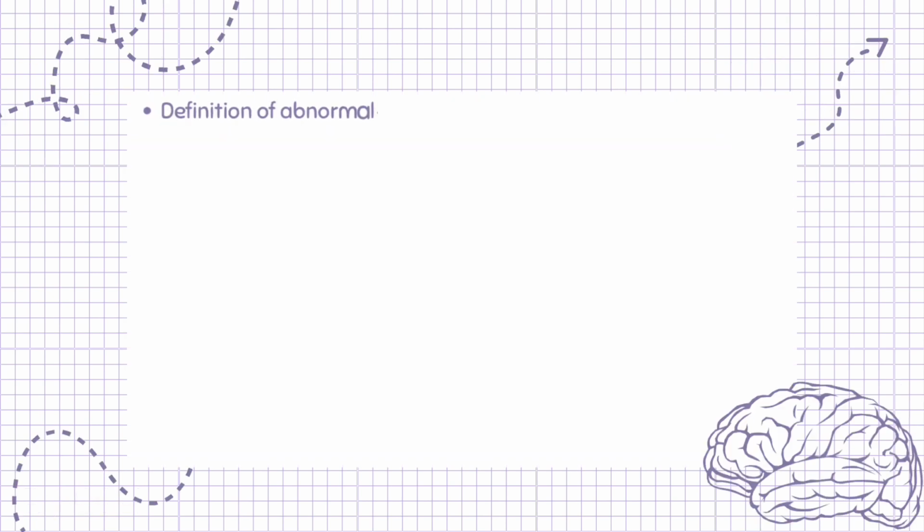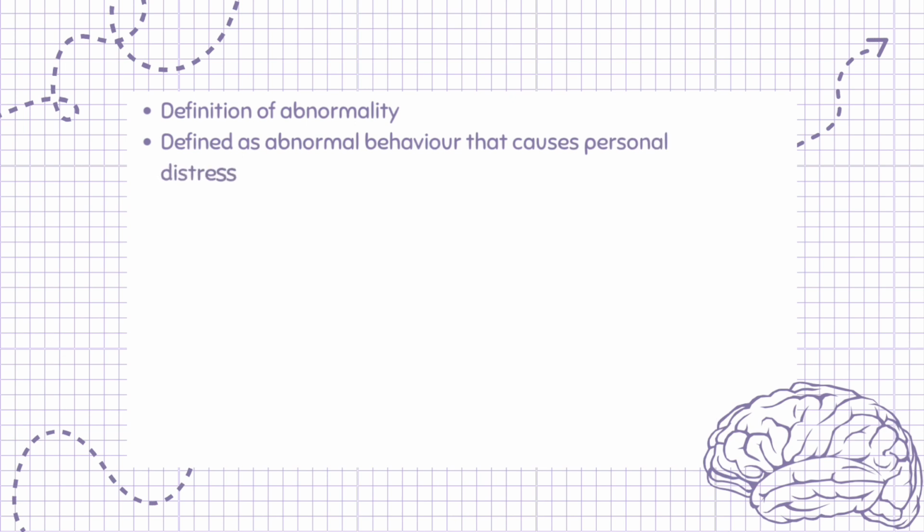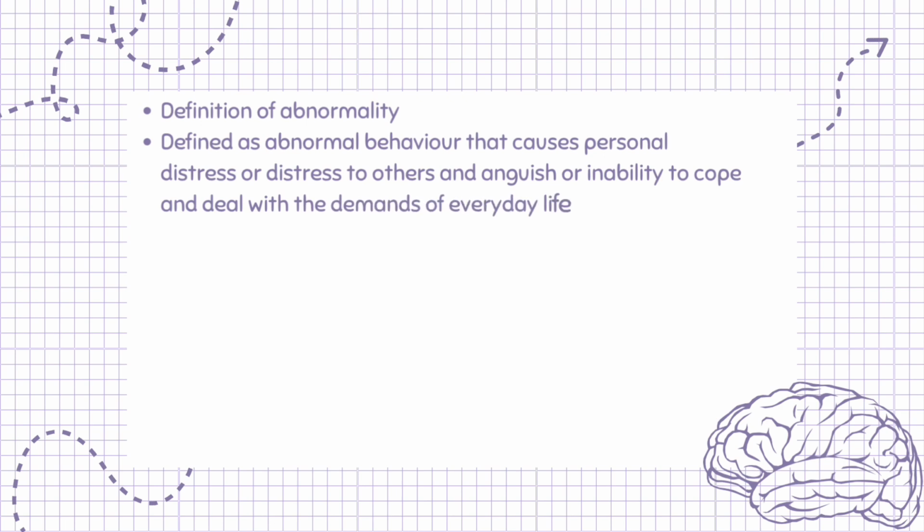Failure to function adequately is a definition of abnormality, defined as abnormal behavior that causes personal distress or distress to others and anguish or inability to cope and deal with the demands of everyday life and living.